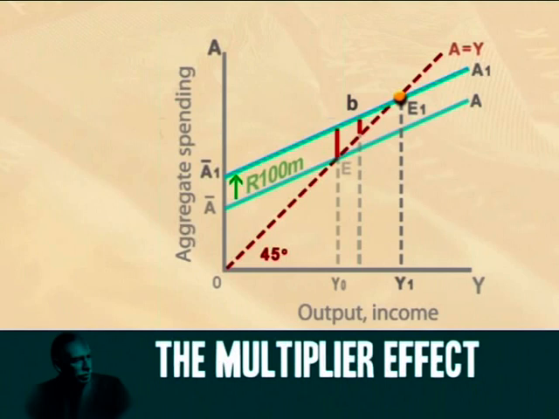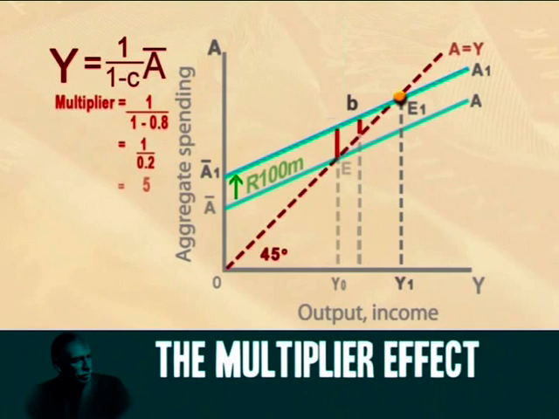By how much the equilibrium level of income changes depends on the value of the marginal propensity to consume, small c, so it's this that determines the value of the multiplier. According to our equilibrium formula, the multiplier effect is equal to 1 divided by 1 minus c. Given a propensity to consume of 0.8, the multiplier is 1 over 1 minus 0.8, which is 1 divided by 0.2, which equals 5.